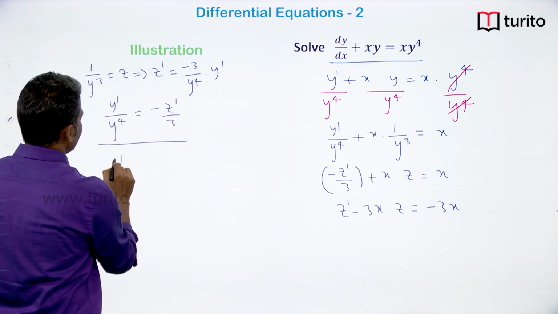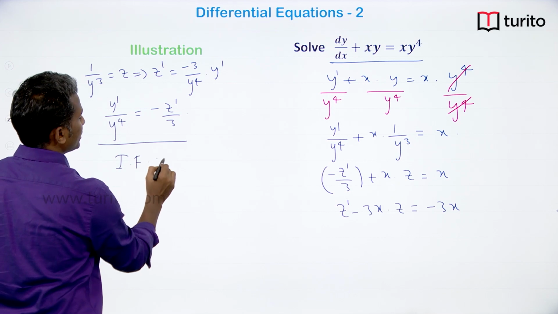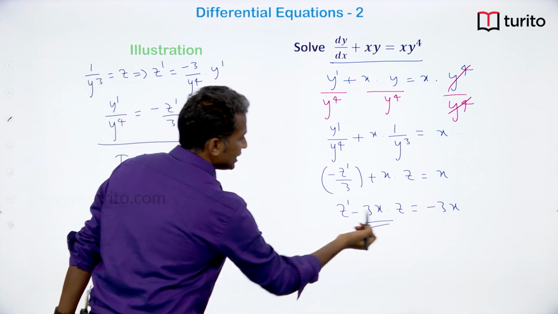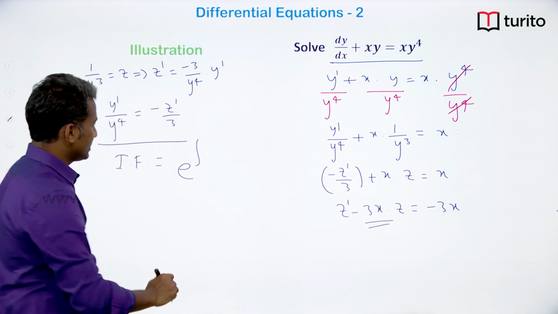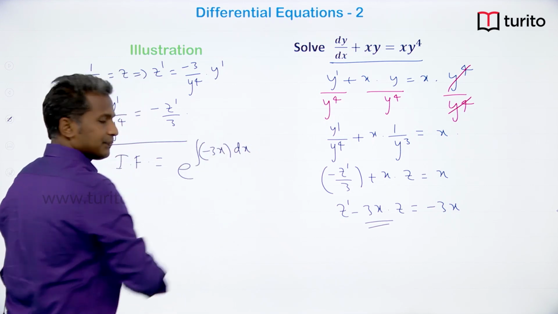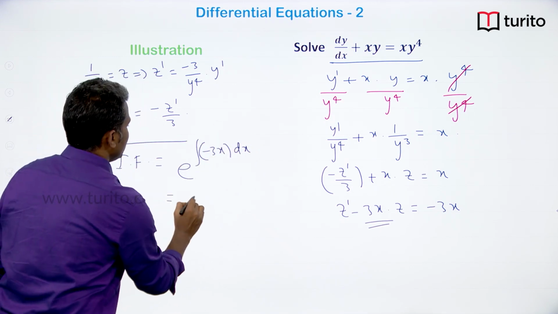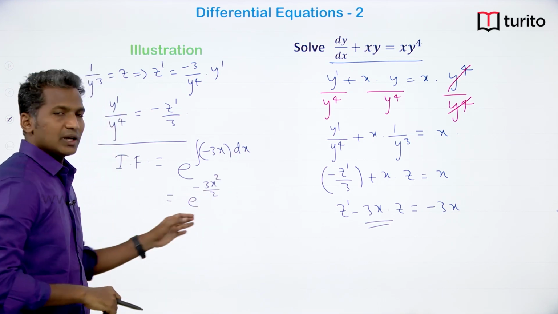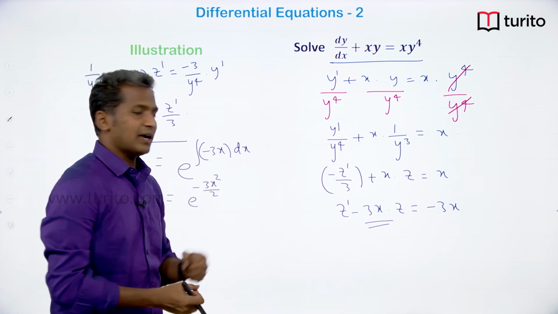What is the integrating factor here? It is going to be e raised to integral of what is the function which is multiplying z? It is the minus 3x. So minus 3x into dx. So what do we get here? E raised to minus 3x square by 2. This becomes our integrating factor.